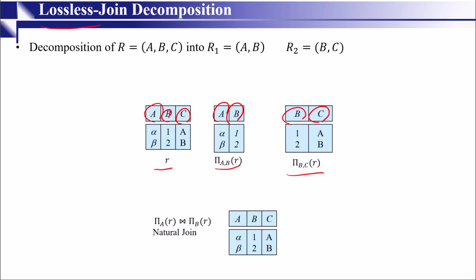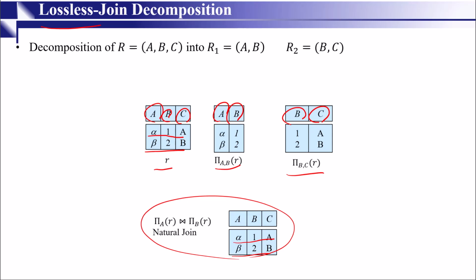The table shows values like alpha 1A and beta 2B. When we project onto A, B and B, C, then join them back, we recover the original data table, exactly alpha, A, 1A and beta, 2B. Here is the case of lossless join decomposition.